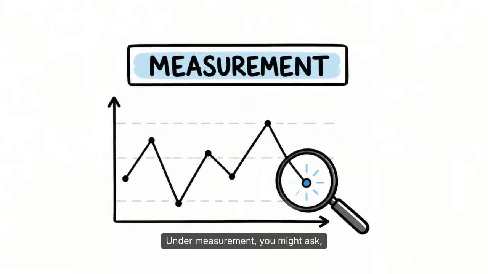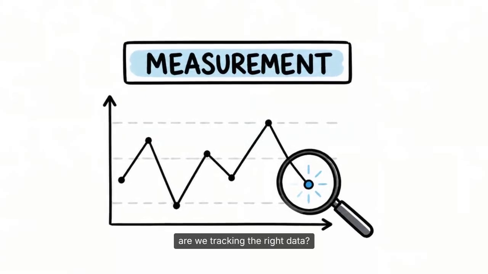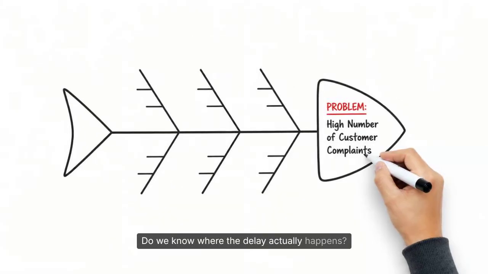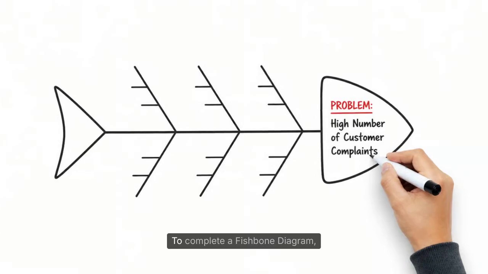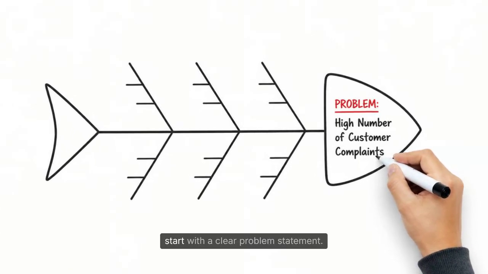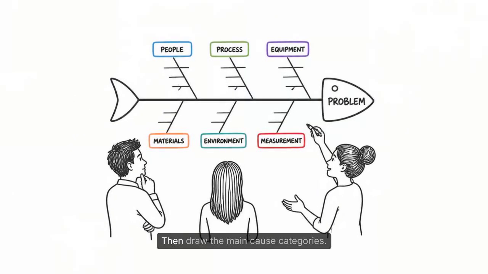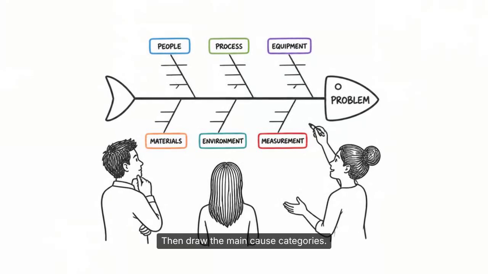Under measurement, you might ask, are we tracking the right data? Do we know where the delay actually happens? To complete a fishbone diagram, start with a clear problem statement. Then, draw the main cause categories.